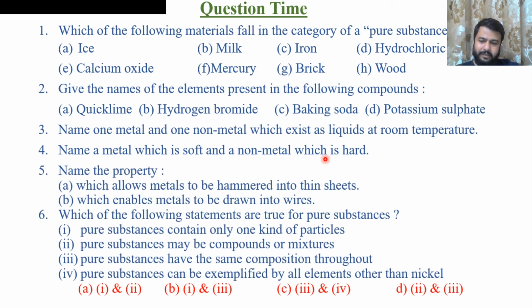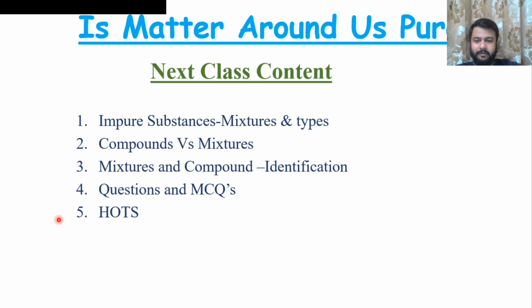Question number 5. Name the property which allows a metal to be hammered into sheets and enables the metal to be drawn into wire. So question numbers 5 and 6 are for your homework. I hope these all are clear to you. And that's all for today's class. We will discuss the impure substances, mixtures and their types, compounds and mixtures, identification of mixtures and compounds, some questions and hot questions.